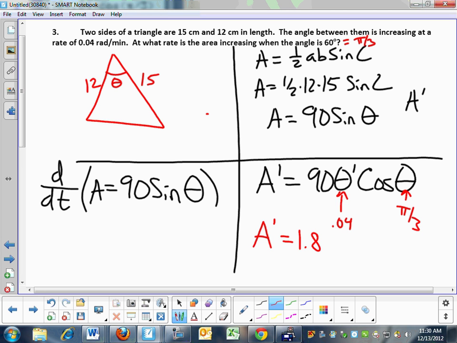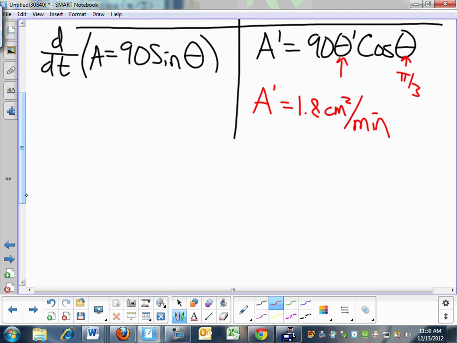What is my unit of measurement? Radians? Radians per minute. Oh, yeah, you guys are misleading me. It's 1.8. The area is increasing in centimeters squared. There you go. Your area is increasing, therefore it has to be in centimeters squared. The angle is radians per minute.